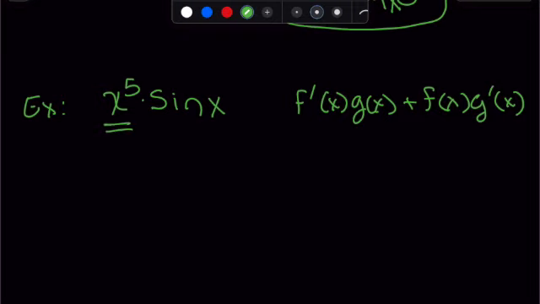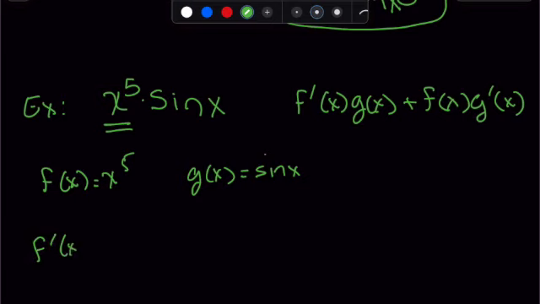So let's label them. f of x is x to the 5th, and g of x is sine of x. So here, the last one, you could have just used the power rule. Here, you can't. So this is an example of one where you have to use the product rule. There's no other choice. So let's get f prime. From our power rule, we know f prime is 5x to the 4th. And we know g prime of x is equal to cosine of x.